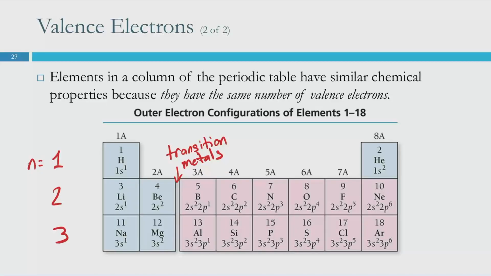And notice that the row that we're in corresponds to our highest N number. So in 1, we're filling up our 1s. In 2, we're filling up our 2s and our 2p. In n equals 3, we're filling up our 3s and our 3p. So the row number corresponds to the N number that we're in.